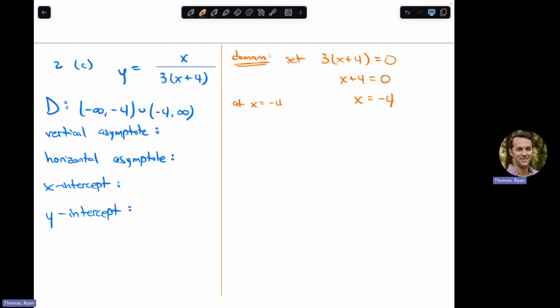At x equals -4, what we get is that y, or the function, would be -4 over 0. Again, that's undefined, but in particular, that sort of thing, number divided by 0, means that there is a vertical asymptote.